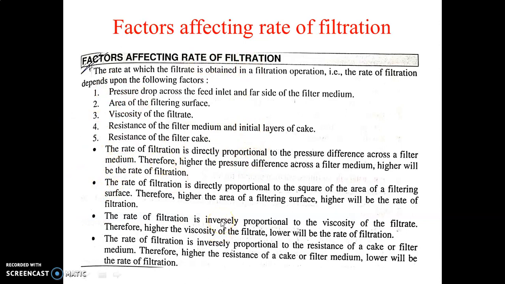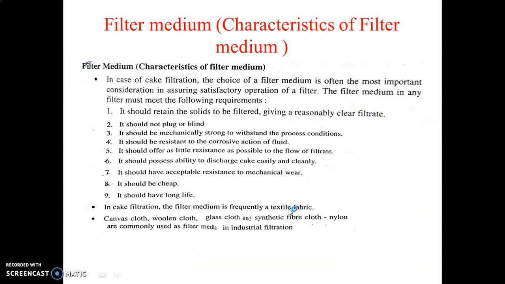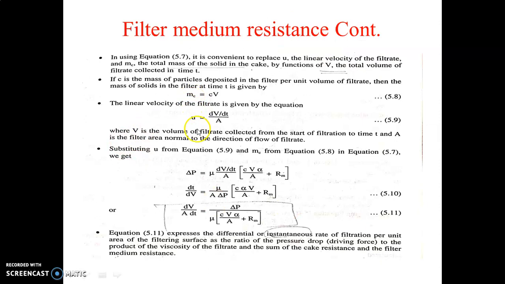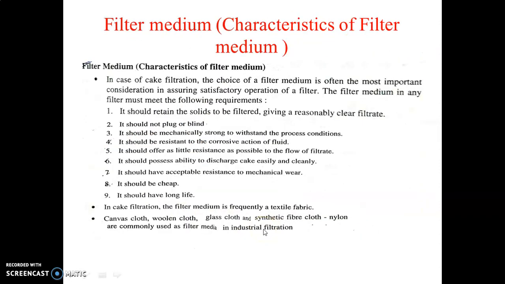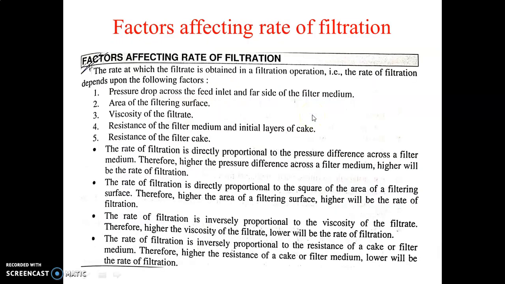So here I will stop this lecture and we will just summarize or conclude. From this equation we put all these values of M, C and U, and we get this final equation. Then we discussed the characteristics of the filter medium, what materials are used as a filter medium in a chemical industry, and in the last part we discussed factors affecting the rate of filtration.